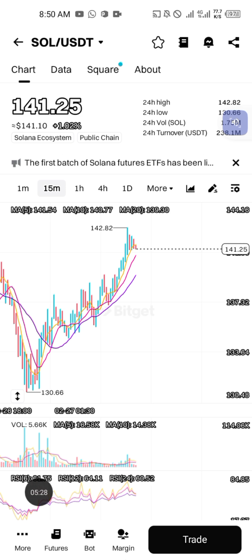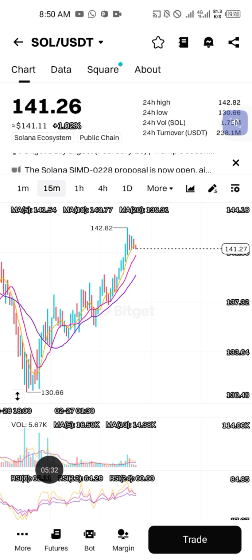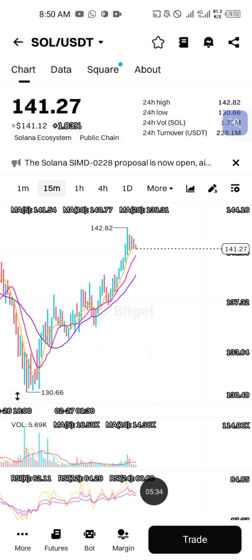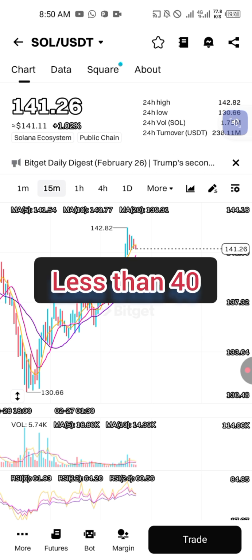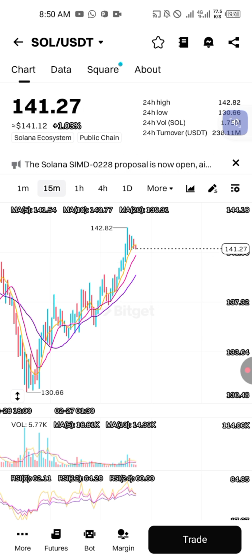So when the RSI indicates 70 right here, then you sell. If you want to buy from right here, make sure that the RSI is indicating 30 or 25 or 29. Let's just make sure that the RSI is showing something less than 40, right? Then you can buy the coin and wait. Whenever the RSI indicates 70 around here, then you sell, right?